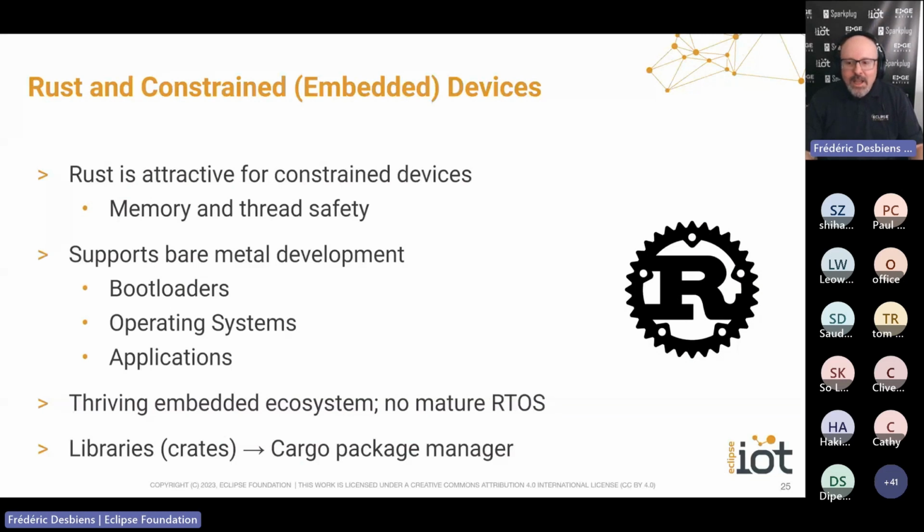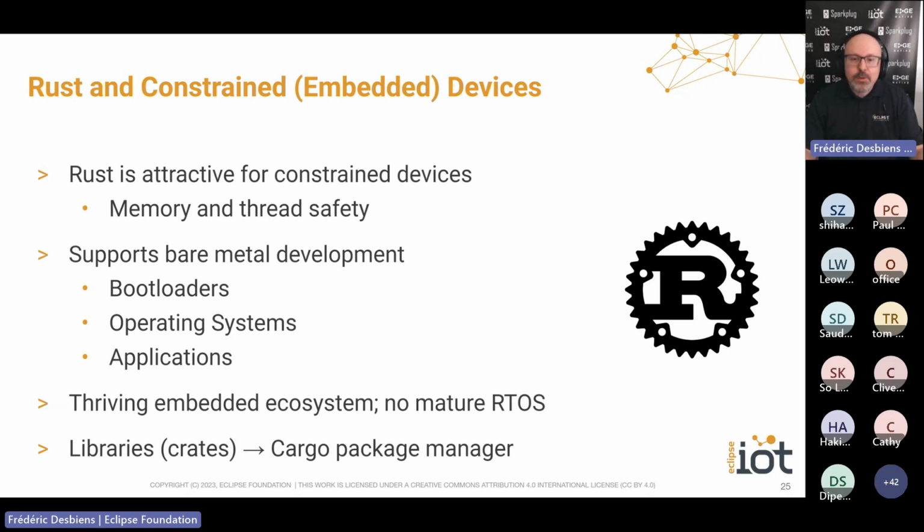And finally, our last option as a kind of bare metal framework is the Rust programming language. And really, Rust is really attractive for constrained devices because of its memory and thread safety. It supports bare metal development, so you can use it to write bootloaders, operating systems, and applications because of the way the language is structured. I'm not digging too much into details, but essentially, you can discard the base Rust standard library, let's say, in order to write very, very low-level code. It's got a thriving embedded ecosystem.